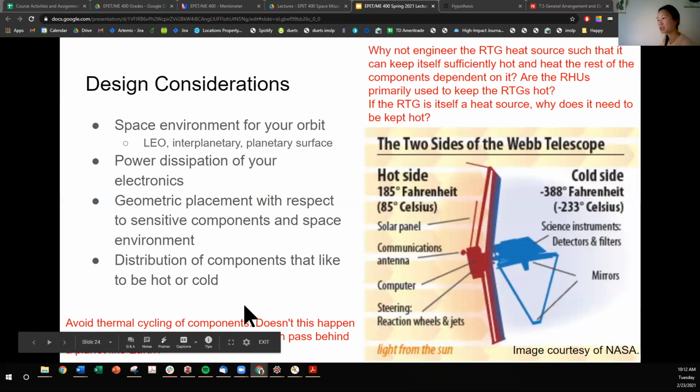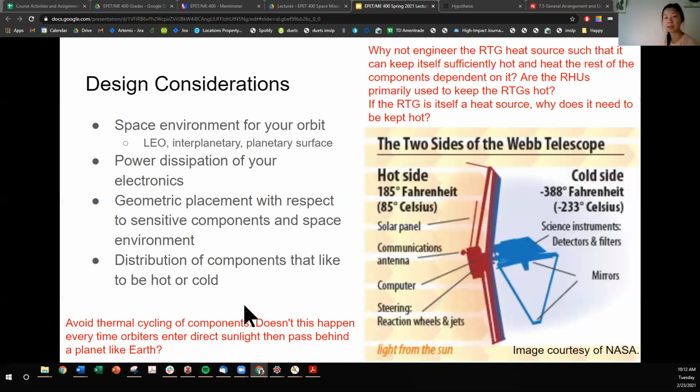And then there was a question about thermal cycling. Doesn't this happen every time orbiters enter direct sunlight, then pass behind a planet like Earth? Yes, this is true. Thermal cycling absolutely does happen every time a satellite transitions from sunlight to eclipse. Not all components are affected equally, though. Some components in the center of the spacecraft are more insulated from thermal cycling, whereas the outside is most affected. You can think of solar panels and antennas as being one of the more affected components.